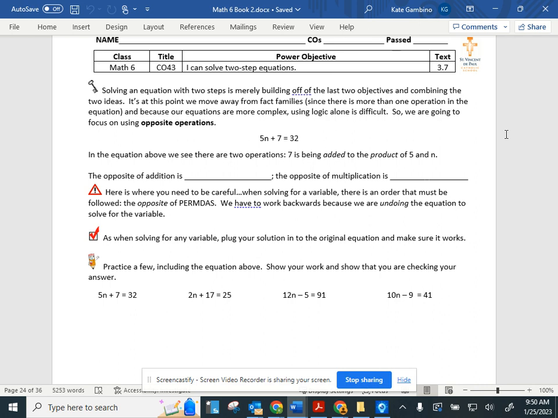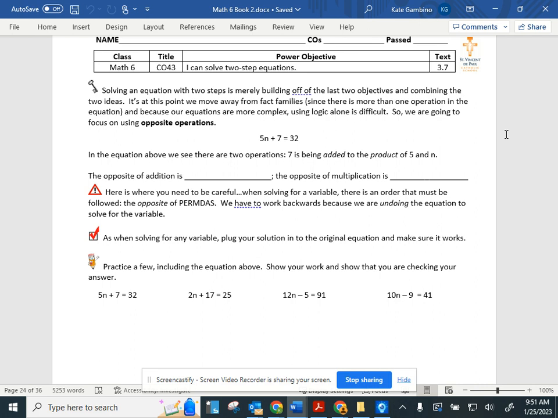So here's the thing. It's doing what we've already worked on. We've already learned the adding and subtracting. We've already learned the multiplying and dividing. Today, we're going to learn how to do both of them in the same equation. So it's not anything that's really brand new. You just have to really pay attention to the order that we do it.